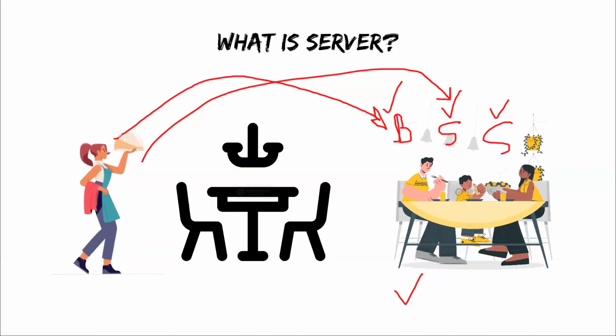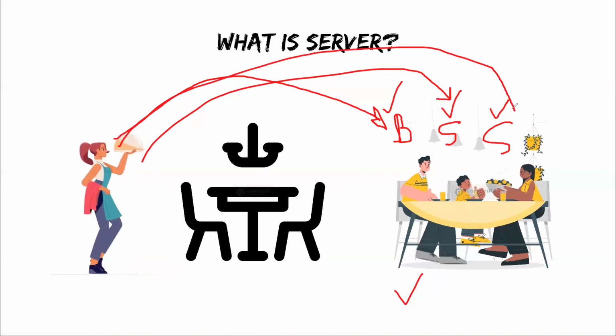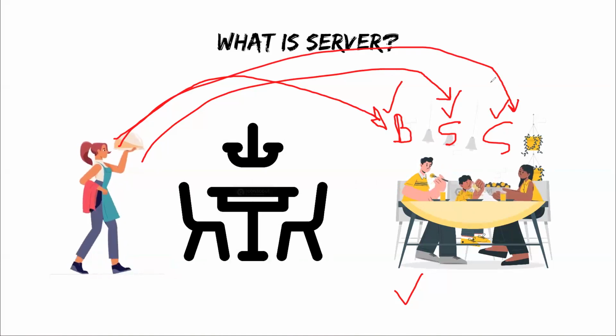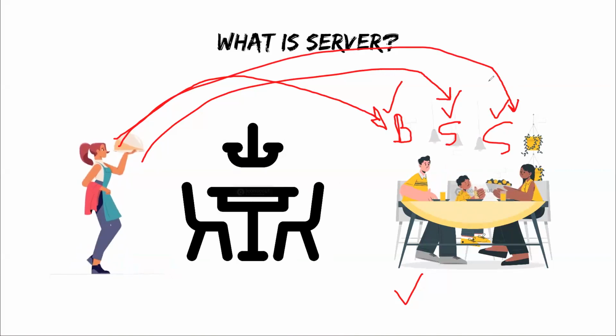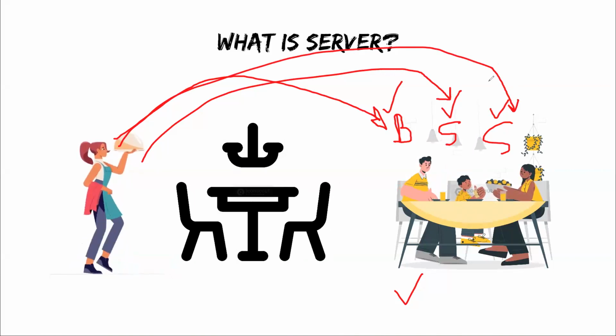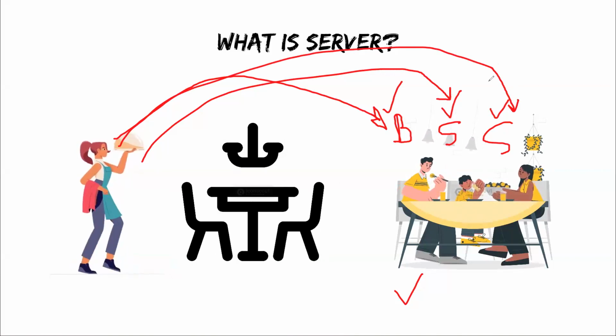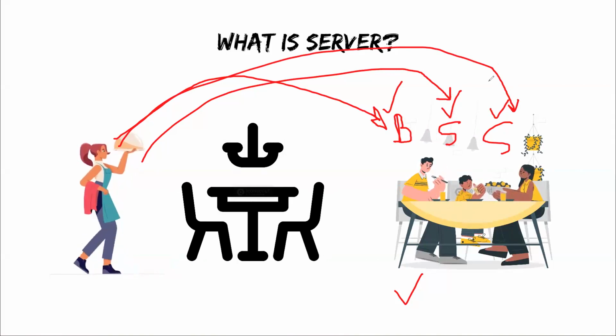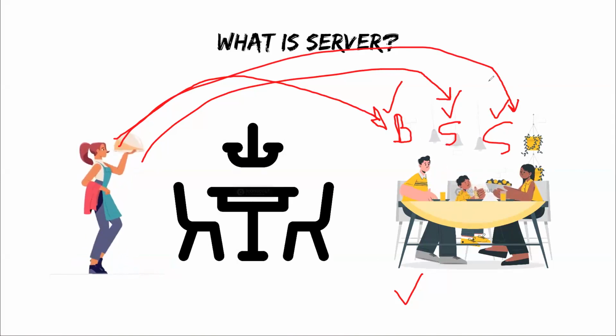In the same way, at the end, the same server comes to the lady and asks what she wants for dinner today. She says, I want only salad. Again, the server goes to the kitchen and brings the salad. Correct or not, sir? That means in the simplest terms, a server serves the services.